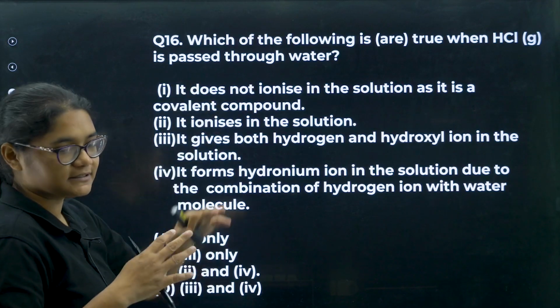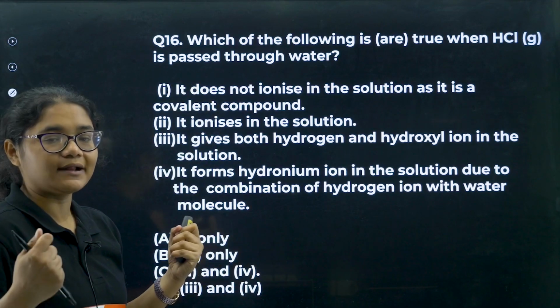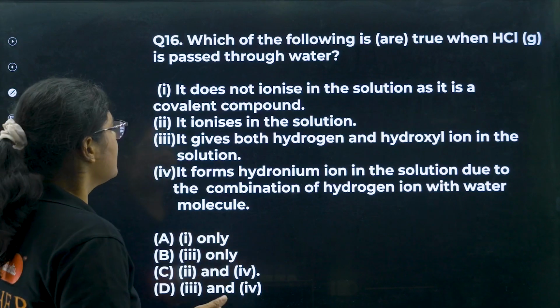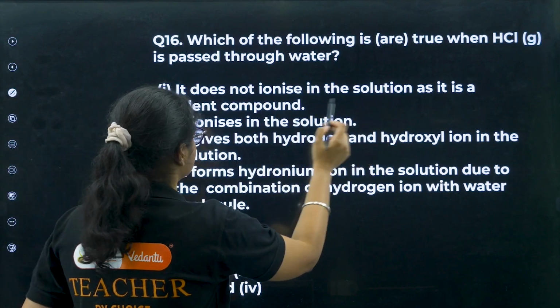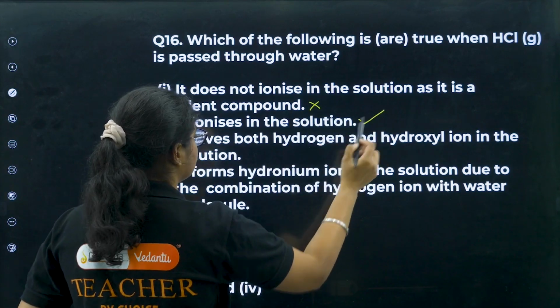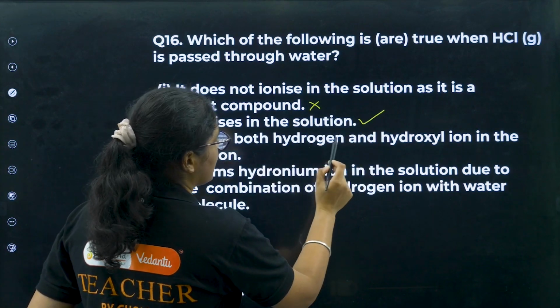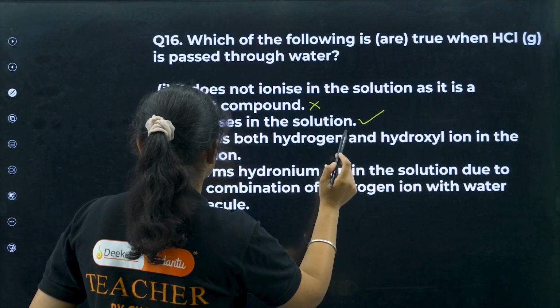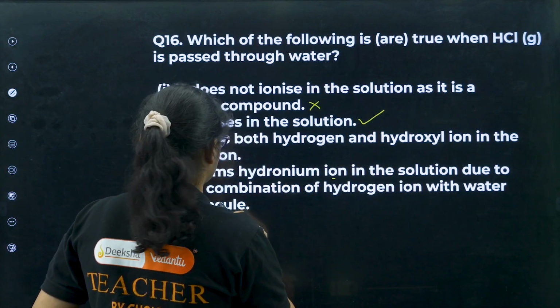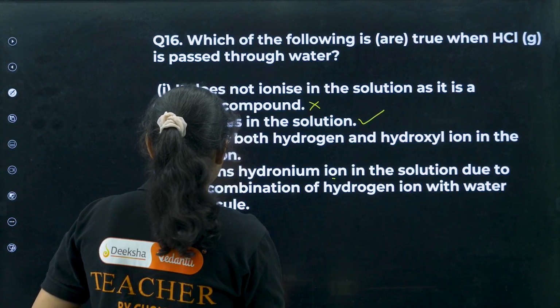First of all, H plus and Cl minus ions will form, and this will be an exothermic process, heat will be generated, right? Two things. It does not ionize in the solution as it is a covalent compound. No, it will ionize. It ionizes in the solution. Yes. It gives both hydrogen and hydroxyl ions in the solution. It forms hydronium ion in the solution due to the combination of hydrogen with water molecule.